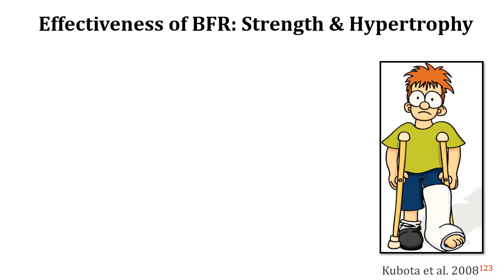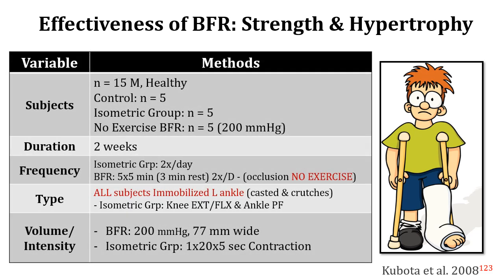Okay, so in this study they looked at 15 healthy males and they dichotomized them into 3 groups or cohorts. So they had the control group, the isometric group, and then the no-exercise occlusion group for BFR. Arbitrarily, the pressure was set at 200 millimeters of mercury for the BFR group. The immobilization lasted 2 weeks. So the isometric group, twice a day, they performed their exercises. The BFR group performed the 5x5 protocol, so 5 rounds of 5 minutes of occlusion at 200 millimeters of mercury with 3-minute rest in between, 2 times a day, but there was no exercise associated with that.